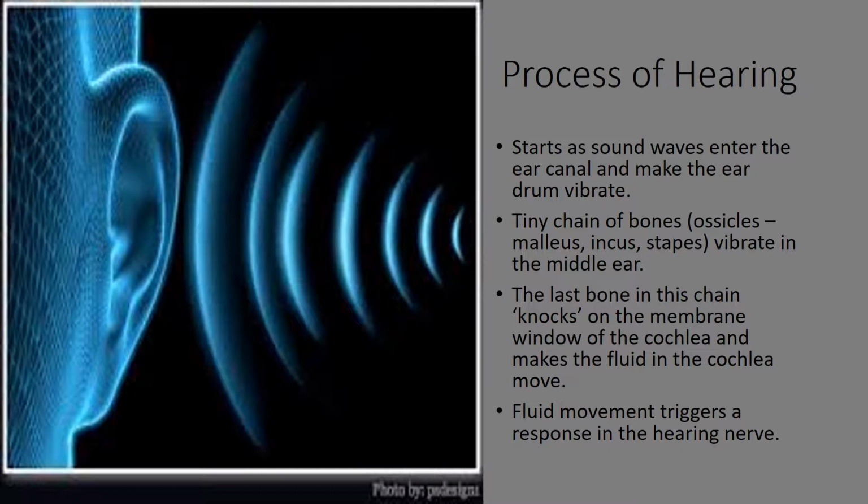Now we will talk about the process of hearing and the cognitive decline that comes from hearing loss. The process of hearing starts as sound waves enter the ear canal and make the eardrum vibrate. This action moves tiny chains of bones, the ossicles, malleus, incus, and the stapes, in the middle ear. The last bone in the chain knocks on the membrane window of the cochlea and makes the fluid in the cochlea move. The fluid then triggers a response in the hearing nerve.